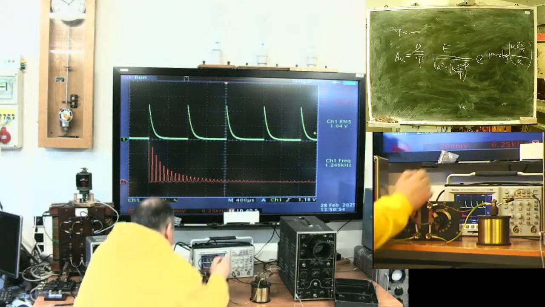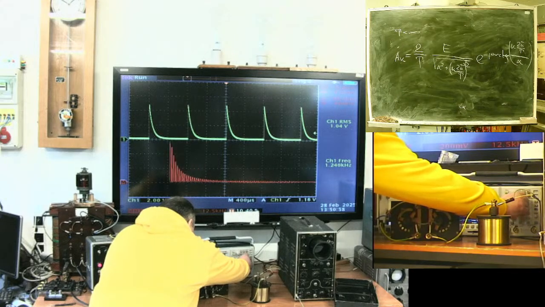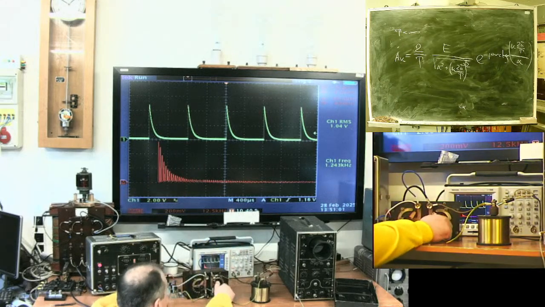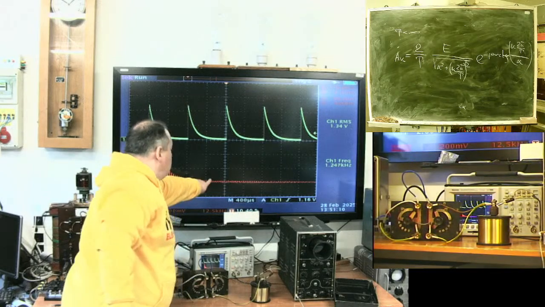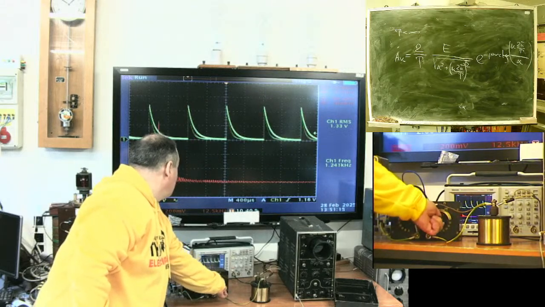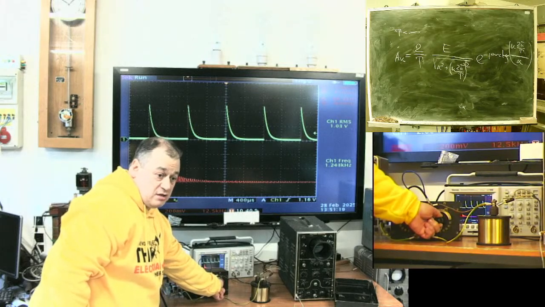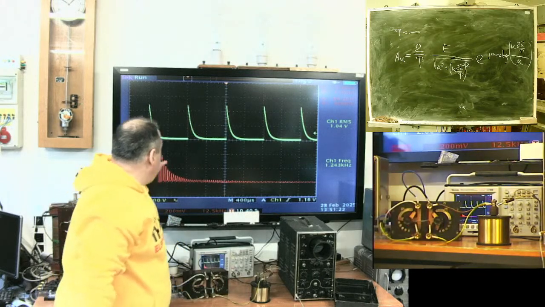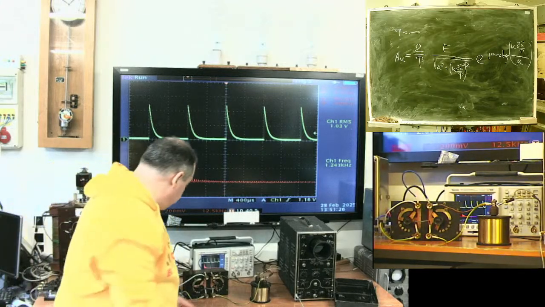Wait 1 second. I will compress the spectrum a bit. I'm changing alpha twice. See what happens with the tail. Alpha decreases, rate of change increases, and the spectrum becomes wider.